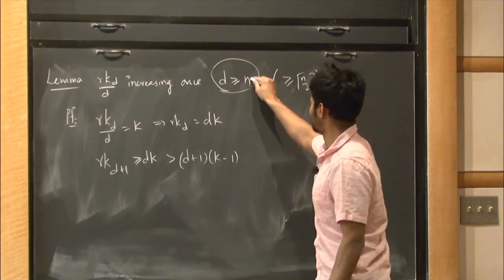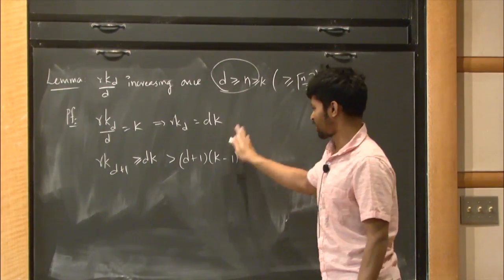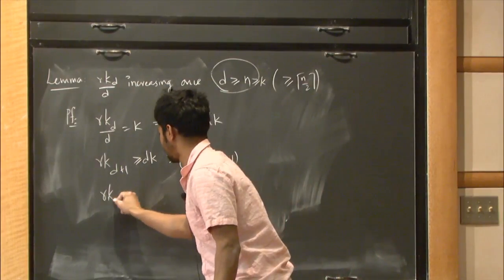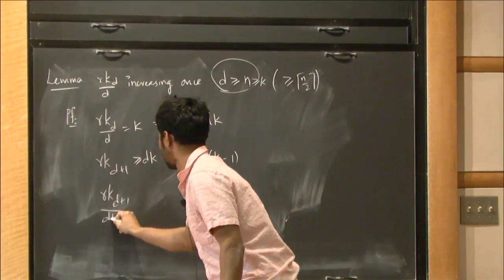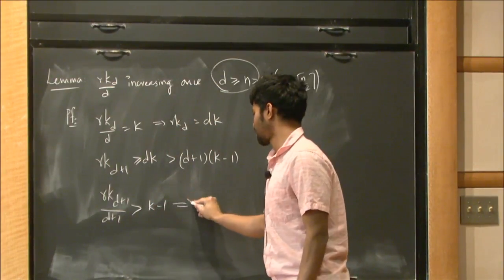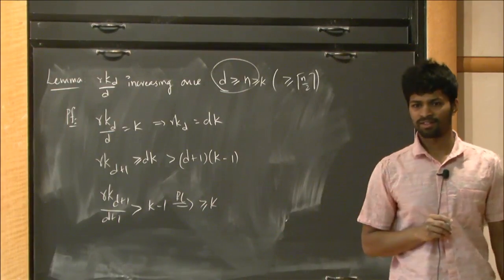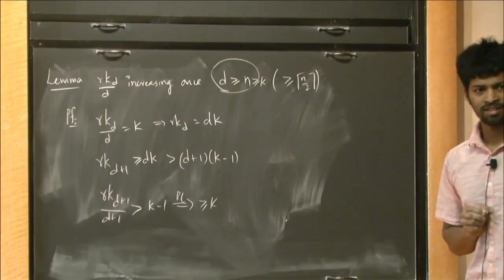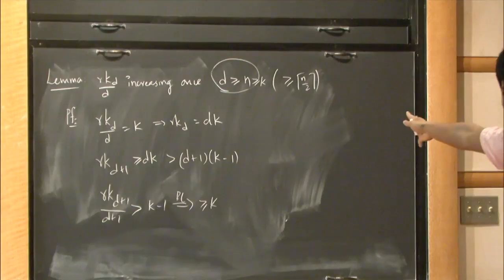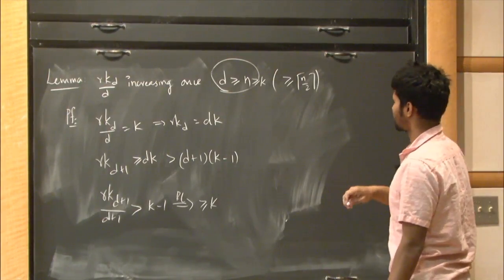Because d will be greater than or equal to n, which will be greater than or equal to k. And under that assumption, I claim this is true. Once you have this, it means that the rank of d plus 1 over d plus 1 is greater than k minus 1, and that implies by the regularity lemma that it's greater than or equal to k. So without the regularity lemma, you can't even prove something like this. Just kind of strange that you can't. Okay, so that's the warning.